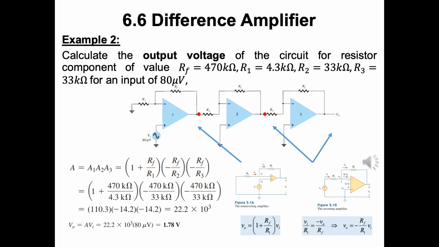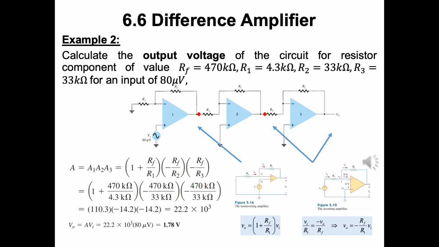Example 2 here requires us to calculate the output voltage from the given resistor values and an input of 80 microvolts. From the given figure, we can divide the long circuit here into 3 separate amplifiers using the red dots over here. Then, we have one non-inverting amplifier on the leftmost and the other remaining 2 are inverting amplifiers.